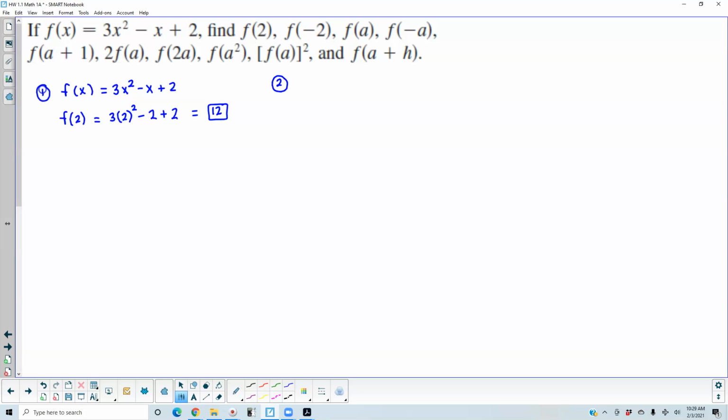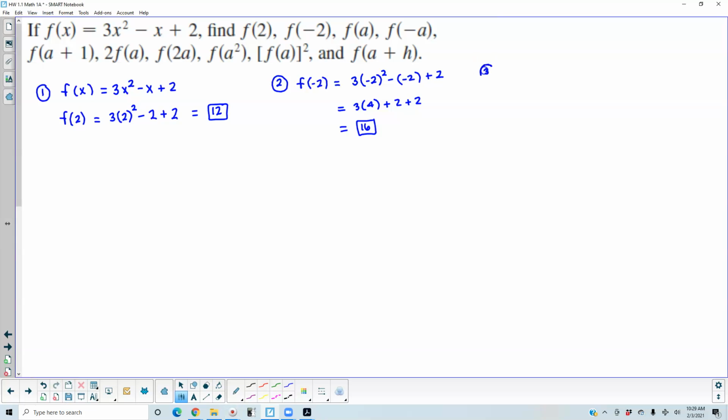Okay, number 2, we want to find f of negative 2. So we're going to plug in negative 2 into the function. So that means 3 times negative 2 squared minus a negative 2 plus 2. So that becomes 3 times 4 plus 2 plus 2. So that gives us 16.